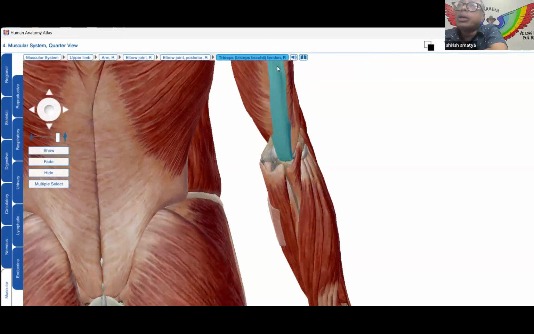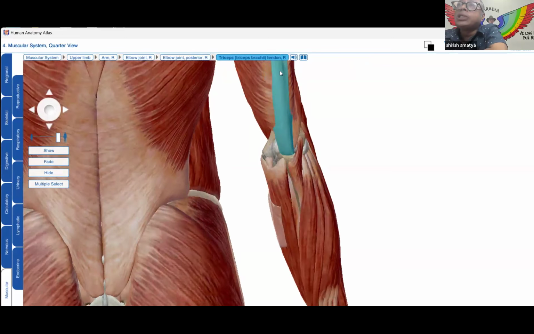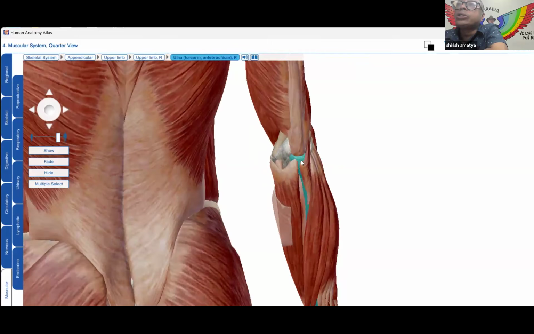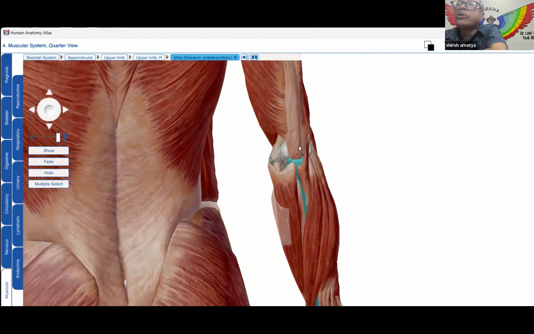So the marked area is basically the central tendon of the triceps muscle, and in the medial side there is a long head of the triceps muscle, which merges with the central tendon, and with the common tendon it articulates with the superior aspect of the olecranon process of the ulna. So it articulates with the superior surface of the olecranon process of the ulna.